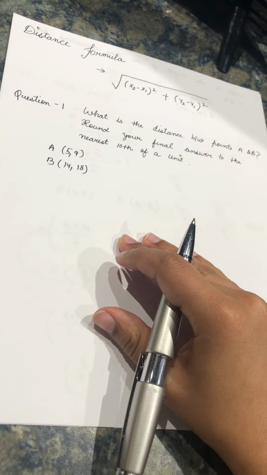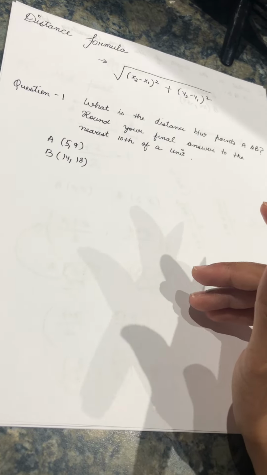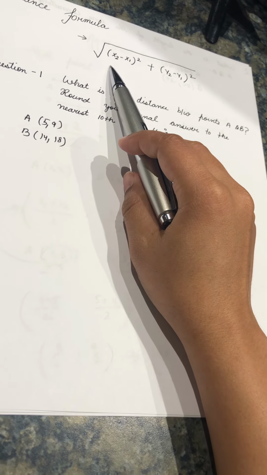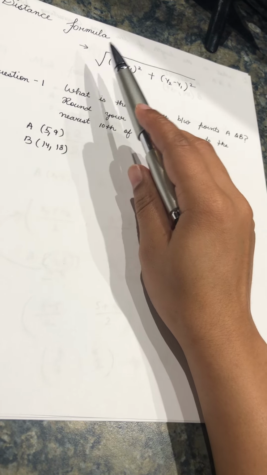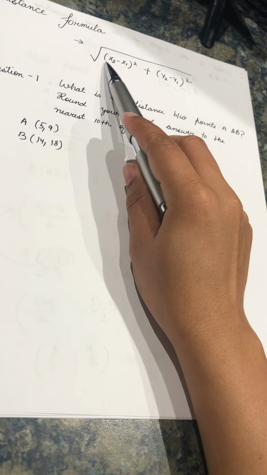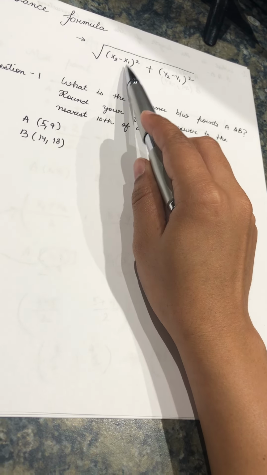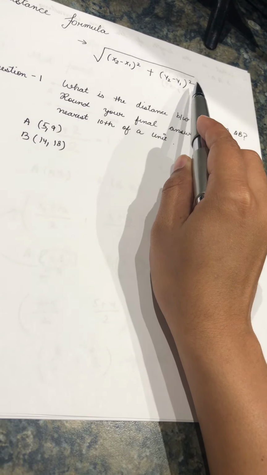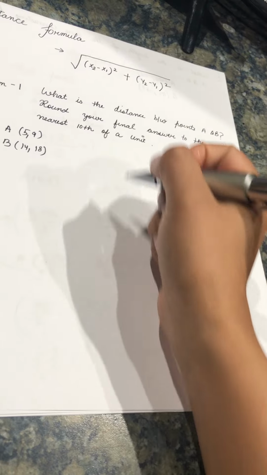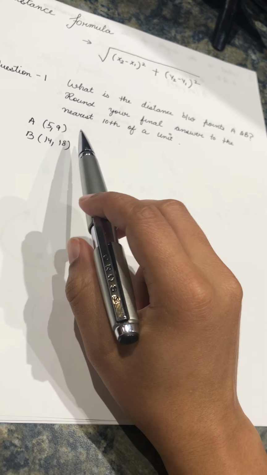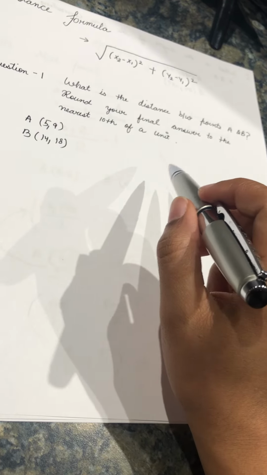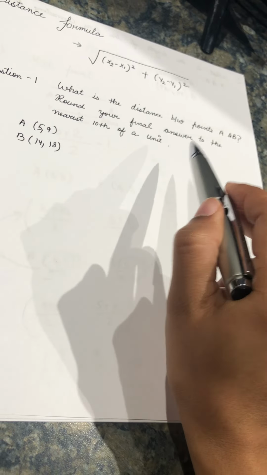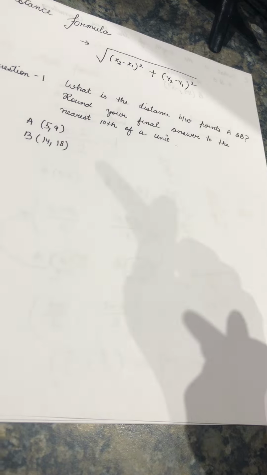Alright, so now here comes the distance formula. In the distance formula, we calculate the distance from point A to B as the square root of x2 minus x1 whole square plus y2 minus y1 whole square. So now let's consider this example. What is the distance between points A and B? Round your final answer to the nearest tenth of a unit.